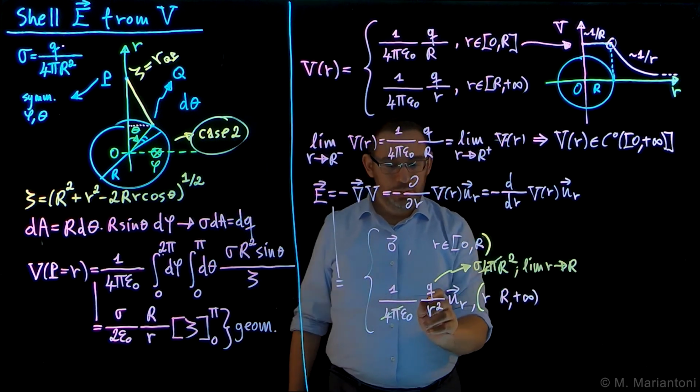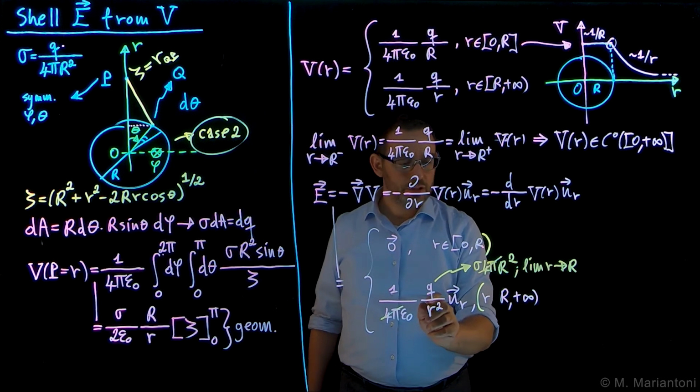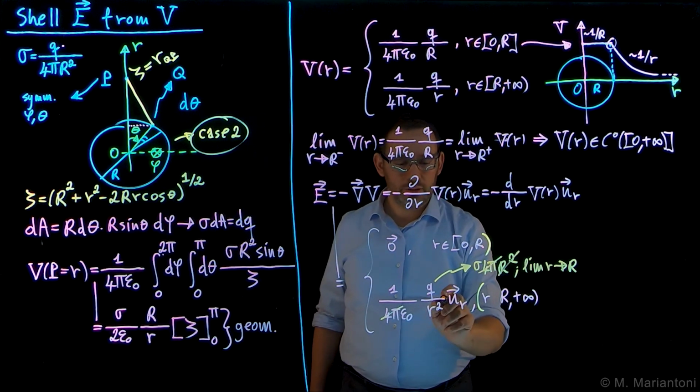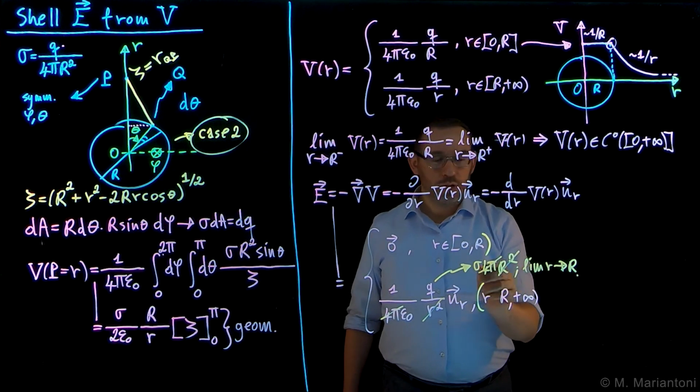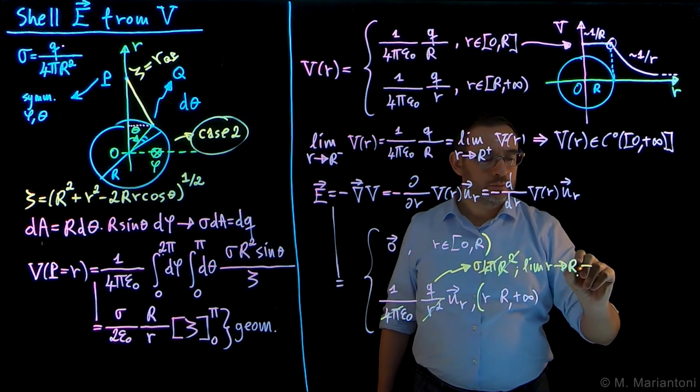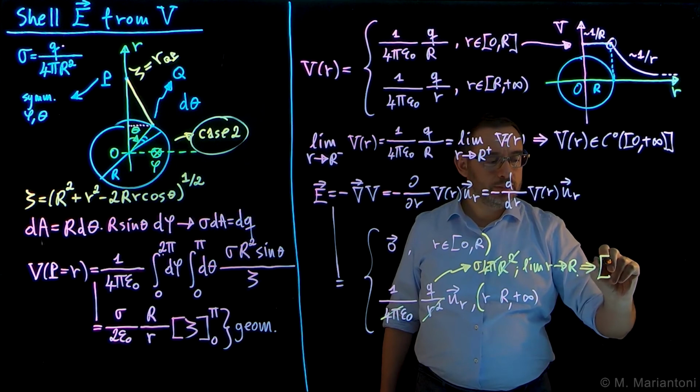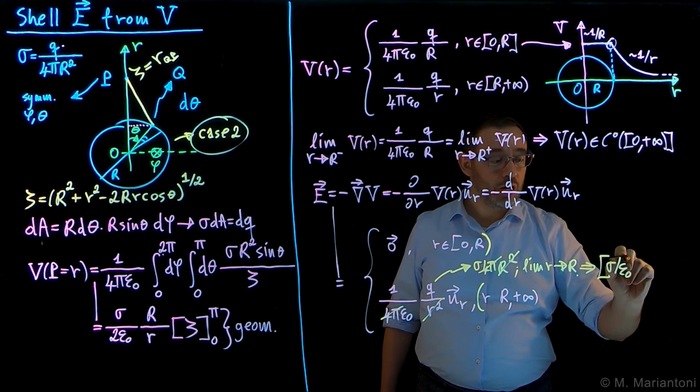Okay, so we obtain R squared. So this R squared cancels with this R squared. So these two R squared in the limit also cancel out. And so we are left with sigma over epsilon naught. So the discontinuity is sigma divided by epsilon naught.